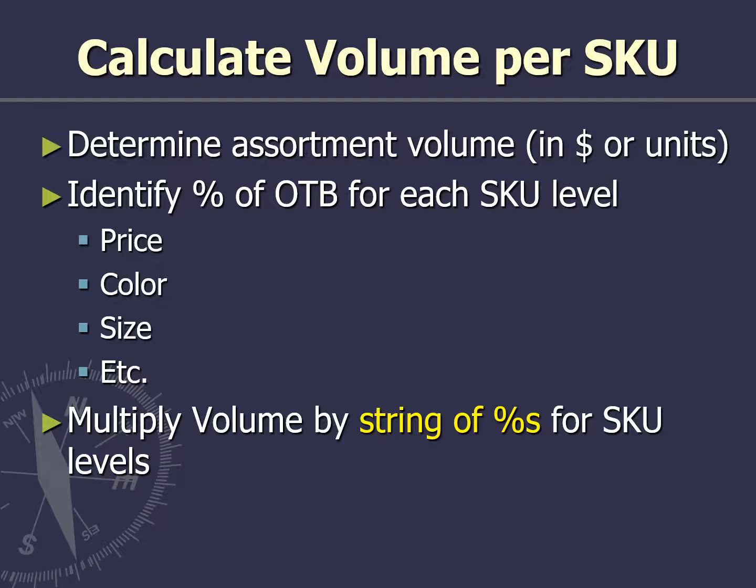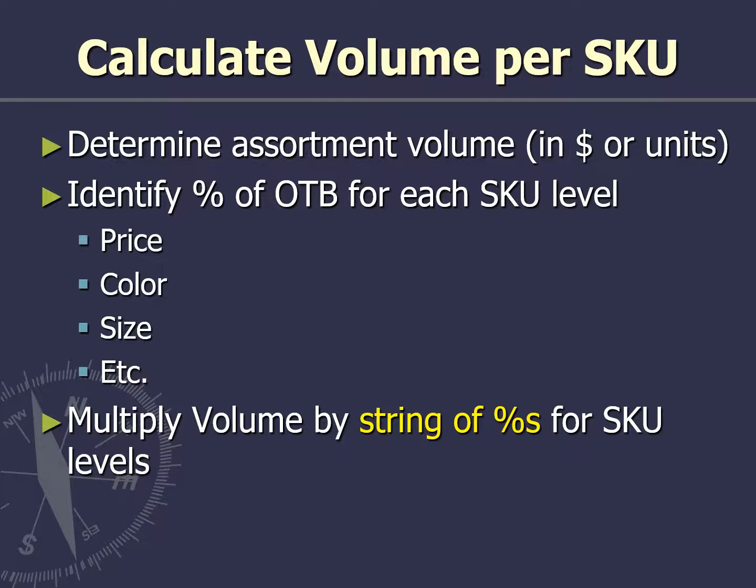And we can calculate volume per specific SKU by first identifying the distribution percent for each level of the assortment factor that constitutes that particular SKU. So, for that particular style, color, size, price, brand, what percent of the total open to buy or the total volume has to be allotted for that particular style, color, size, price, brand, etc.